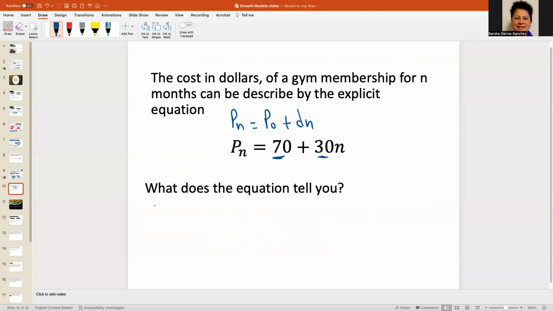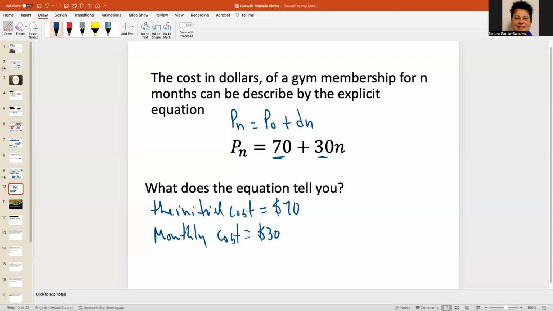So I can say that the initial cost of the membership is going to be $70. And D represents the repeated amount. That means that monthly, you are going to pay $30. So the only thing I can say is that the monthly cost is going to be $30, because again, D is the amount that you will pay every month. And that's what I have to say about the linear growth.